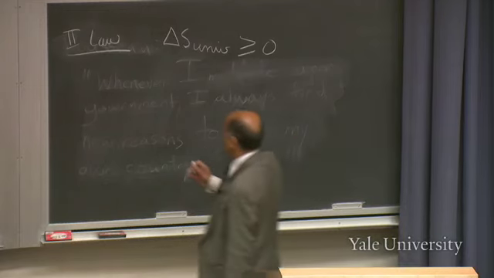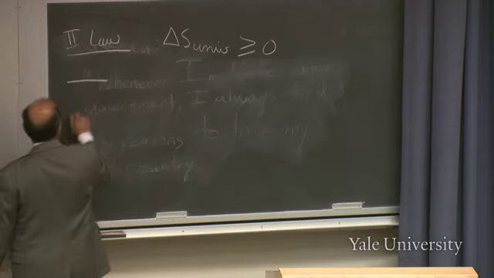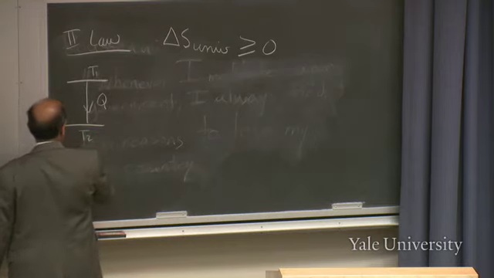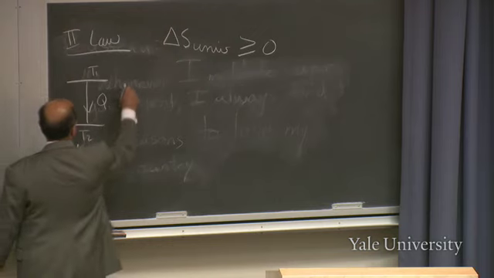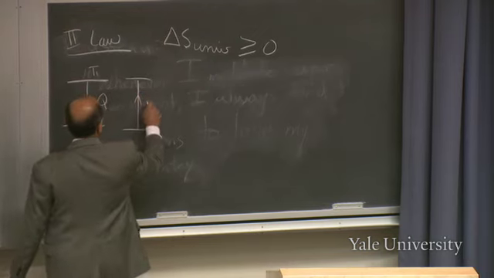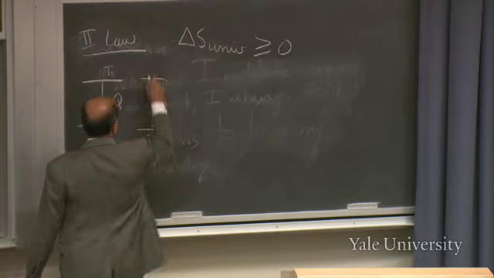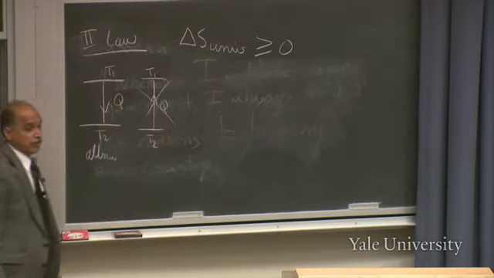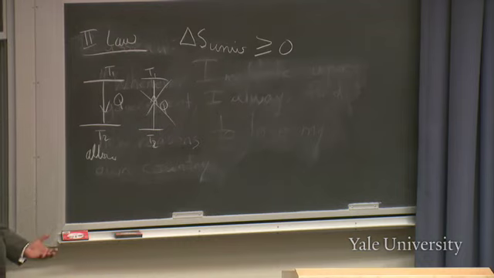Mr. Carnot's version of the second law was that you cannot have a process in which some heat Q goes from a hot body to a cold body. I'm sorry, this is allowed, right, according to Carnot. This is not allowed, right? Heat can flow downhill, cannot flow uphill.